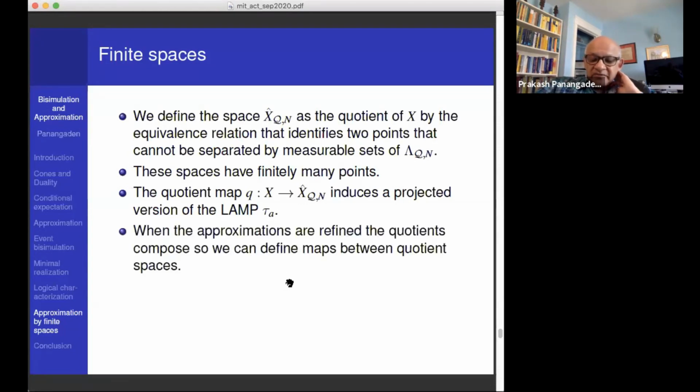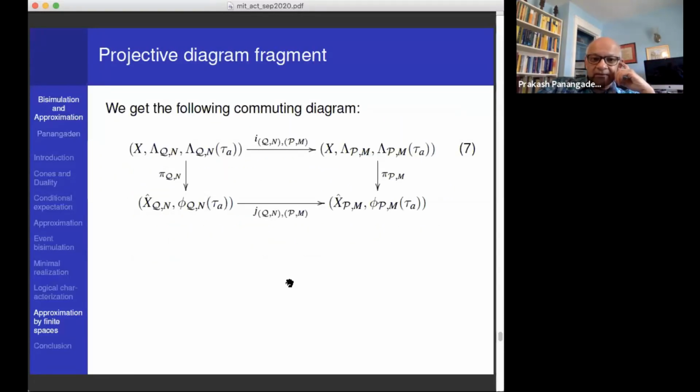And when these approximations are refined, the quotients compose. So we can define maps between the quotient spaces. So here is a fragment of the big projective diagram that we get. So here you see we have Qn defines the approximation pair Pm. That was the map we had before, and now we're quotienting it by the equivalence relation I induced before.